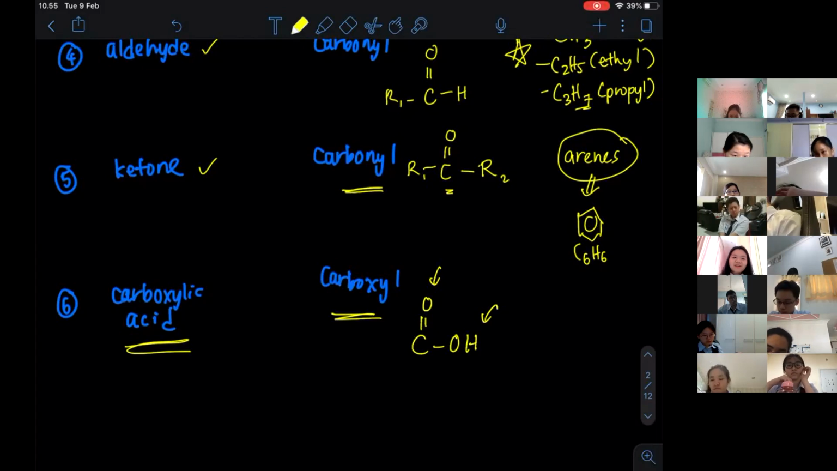Generally for carboxylic acids you have ethanoic acid, propanoic acid, and so on. So what is attached over here? Another R group. What is the R group? They are alkyl groups: methyl, pentyl, butyl, and so on. So you have all that.